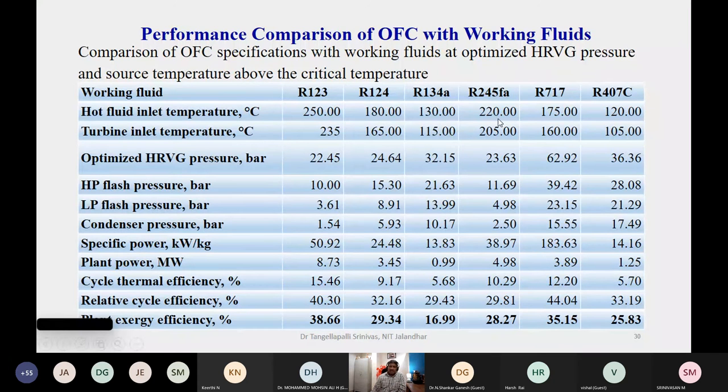And this is the performance comparison of these six working fluids for the organic flash cycle system. Here R123 is exhibiting higher efficiency, and R717 is also good. Relative cycle efficiency is good. Why is relative cycle efficiency included here? The source temperature depends upon the properties of the working fluid. The boiling point of the working fluid is not the same, it changes from fluid to fluid. That's why we can't judge based on efficiency alone, because if the source temperature is high, obviously we can expect more cycle efficiency. That's why relative cycle efficiency justifies better than cycle energy efficiency or exergy.